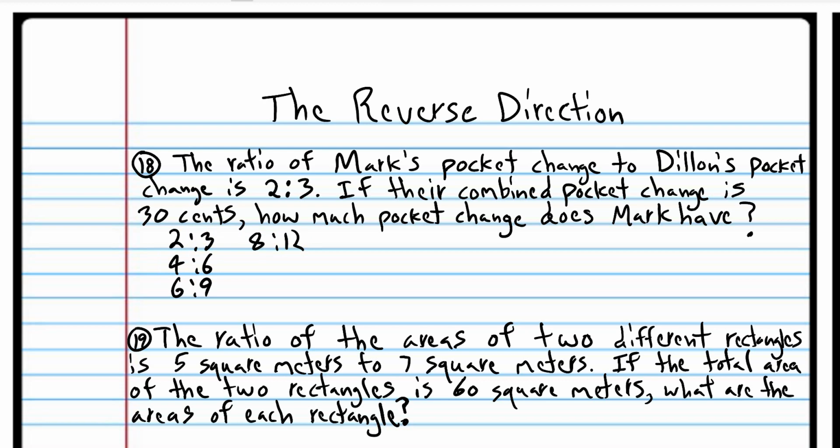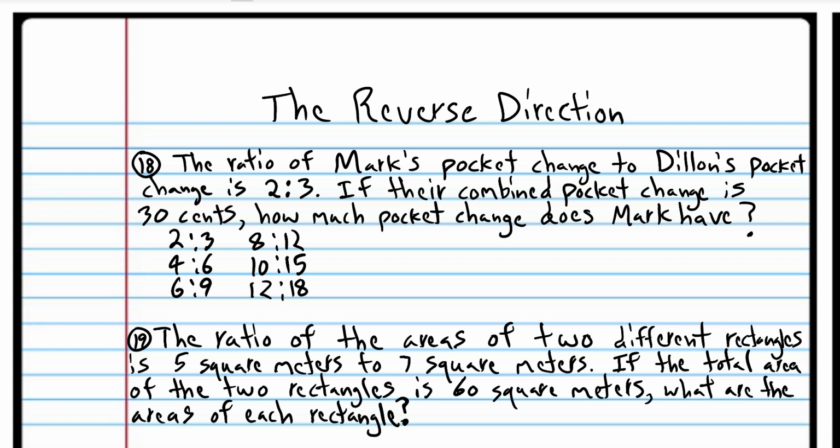So multiply 2 and 3 by 5 and you get 10 to 15. Add those two up and you get 25 cents. We're almost there. Multiply 2 and 3 by 6 and you get 12 to 18. Add those two numbers up and you get 30. So these numbers, this equivalent ratio, actually represents the actual amount of money in each person's pocket.